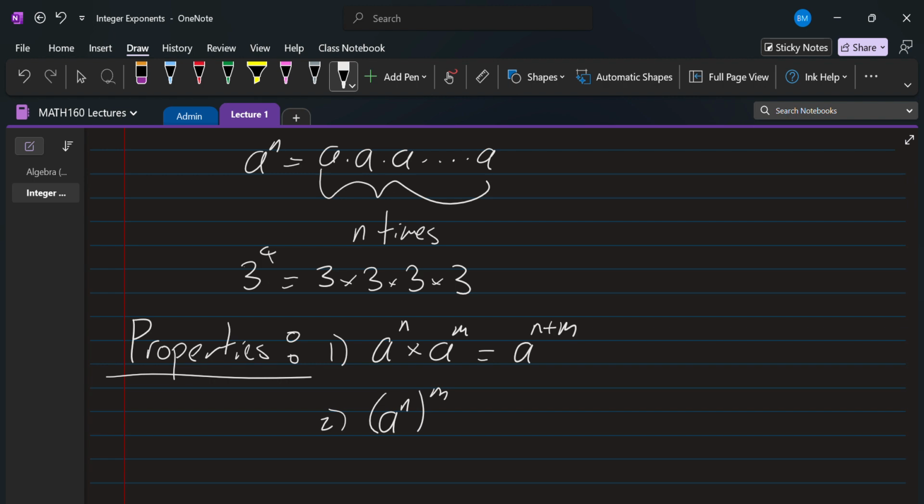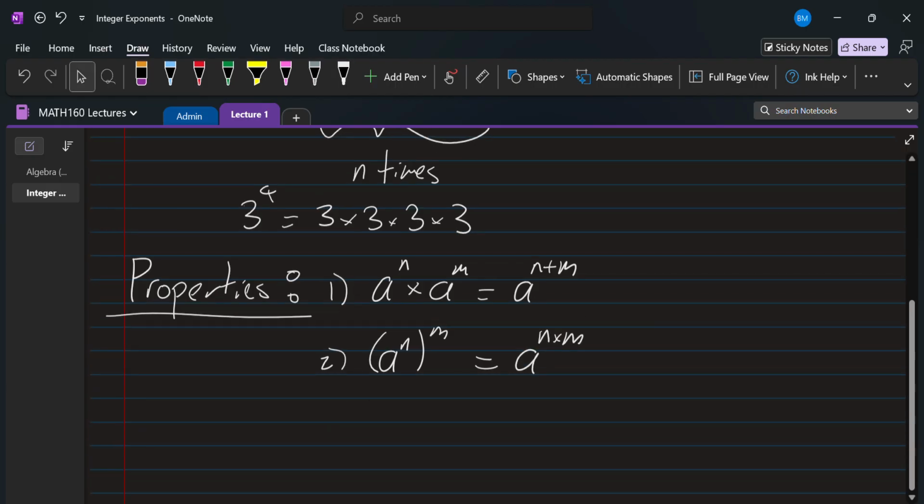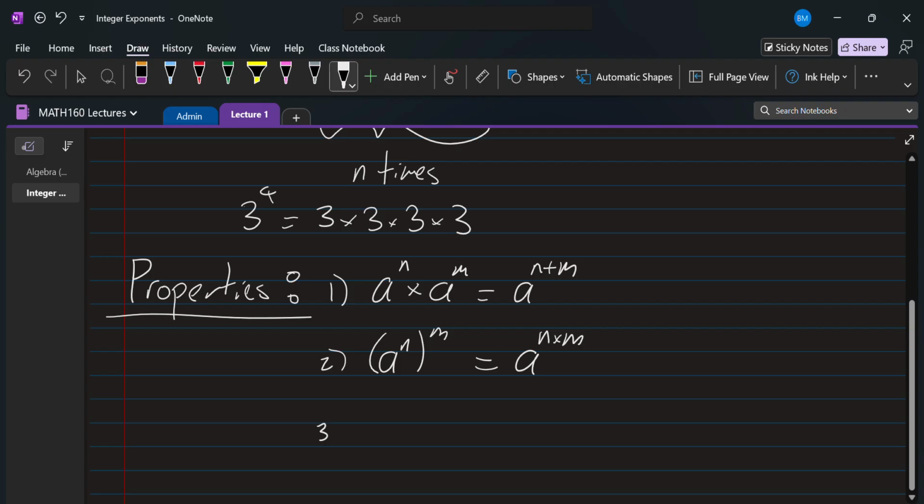Okay, number 2, if we have a to the n and then to the m, so in brackets we've got some exponent expression, and then all of that is raised to the power m. The m gets distributed inside using multiplication. So this will be a to the n times m.